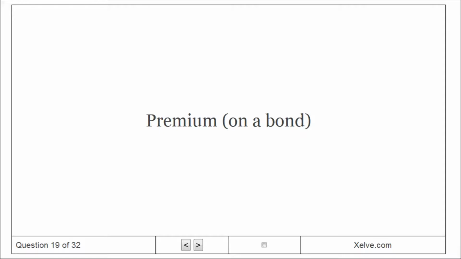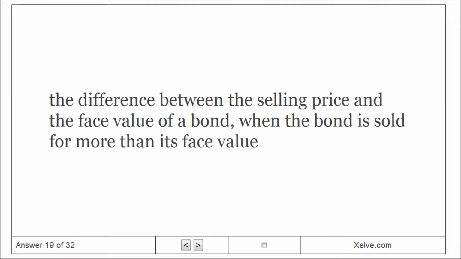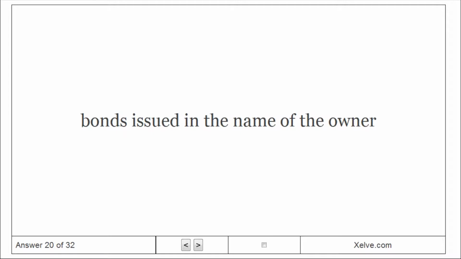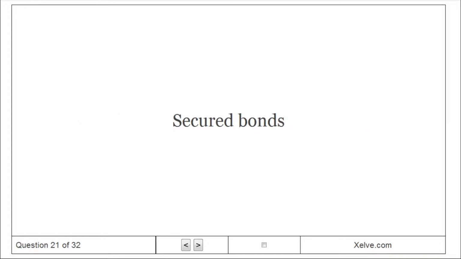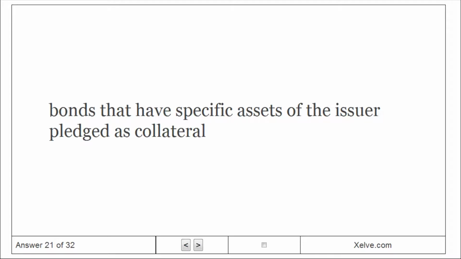Premium. The difference between the selling price and the face value of a bond when the bond is sold for more than its face value. Registered bonds. Bonds issued in the name of the owner. Secured bonds. Bonds that have specific assets of the issuer pledged as collateral.